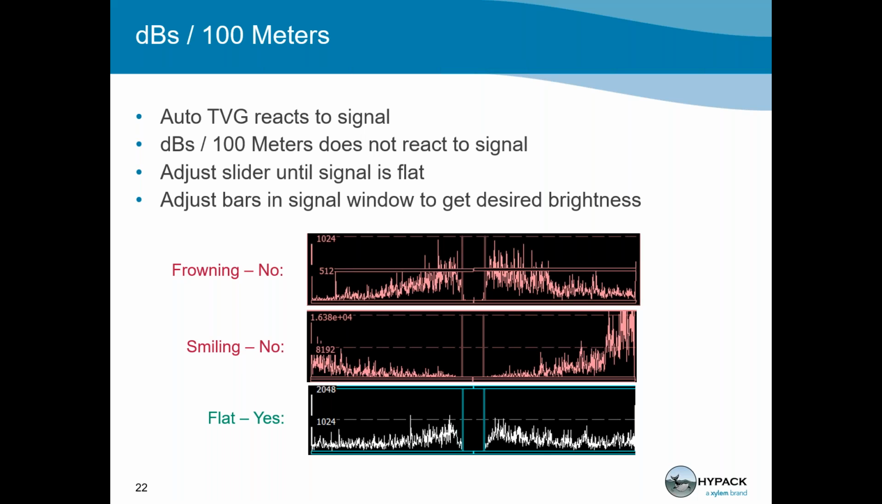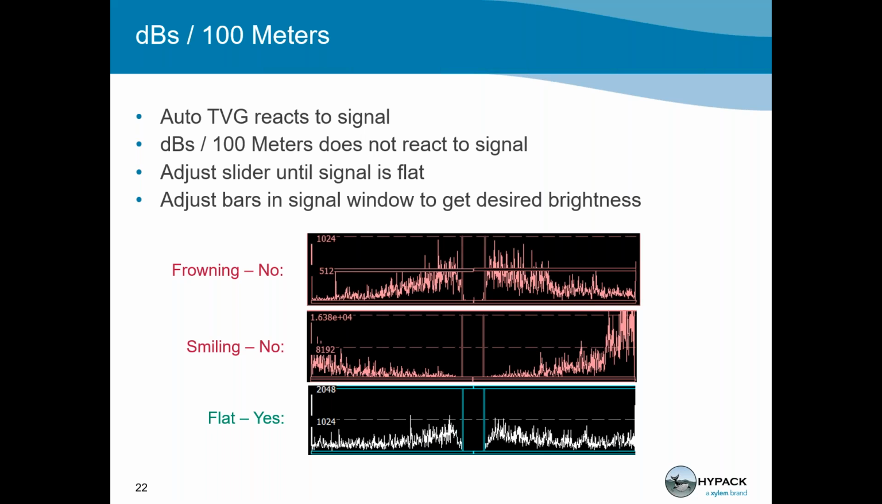When you select the decibels over 100 meters option, you're going to have just a single slider. Really it's two, but it's port and starboard, so most of the time you're going to leave those linked together unless you really want to fine tune your image. And what that slider does is affect how much gain it's applying over time.